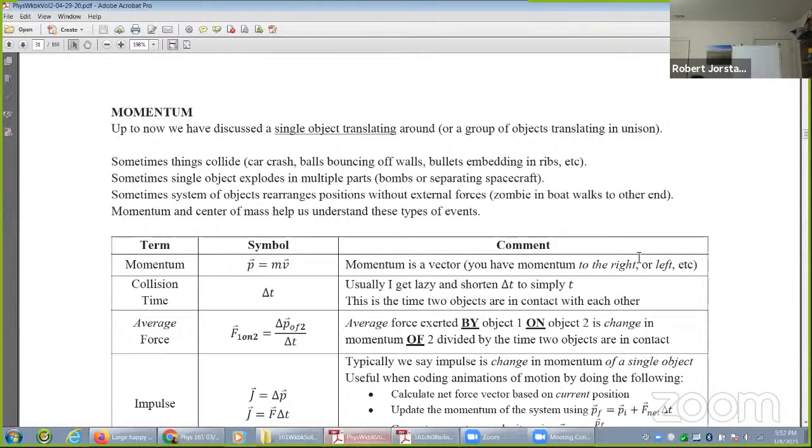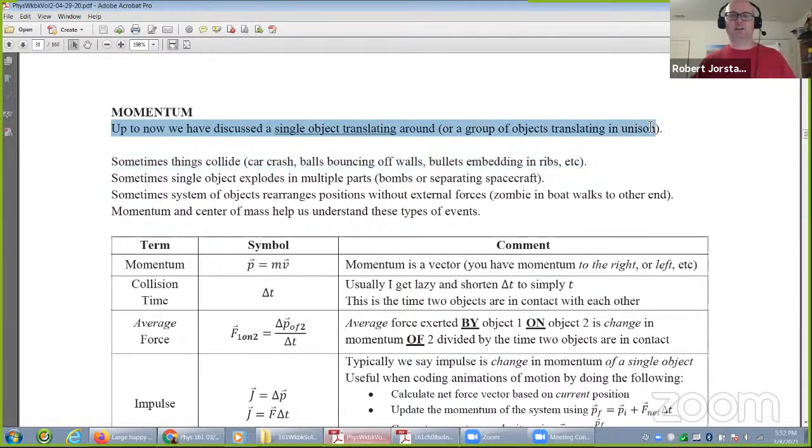The key pages for this chapter with all the definitions are on pages 31, 32, and 34, but I'm not sure. We'll check it out. So let's start with the basics here. Up until now, we've generally been talking about a single object moving around or groups of objects moving around in unison.